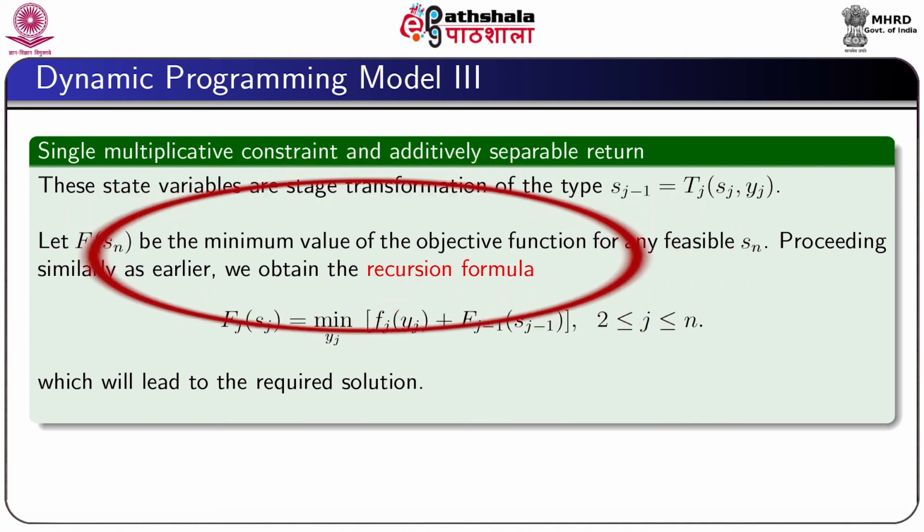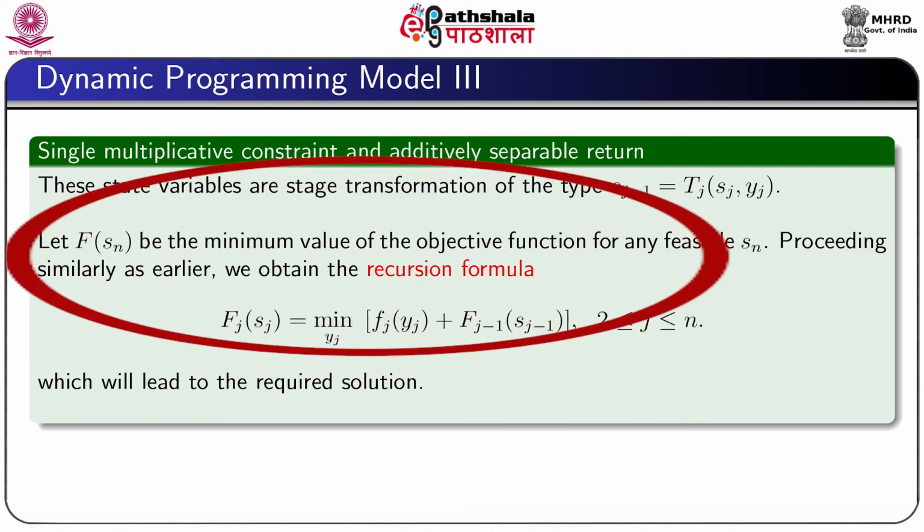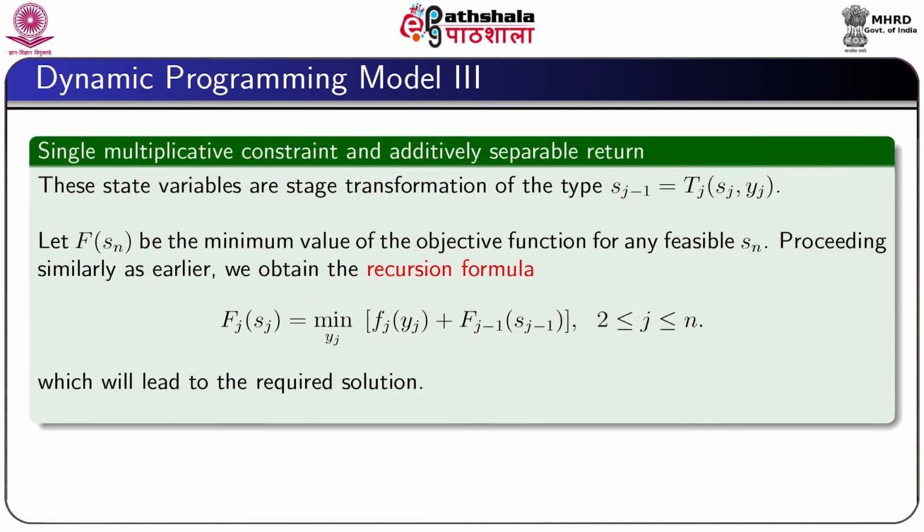Let capital Fn(Sn) be the minimum value of the objective function for any feasible Sn. Then proceeding similarly as earlier, we can obtain the recursive formula as capital Fj(Sj) equal to minimum of fj(yj) plus capital Fj minus 1(Sj minus 1), and the minimum is taken over yj.